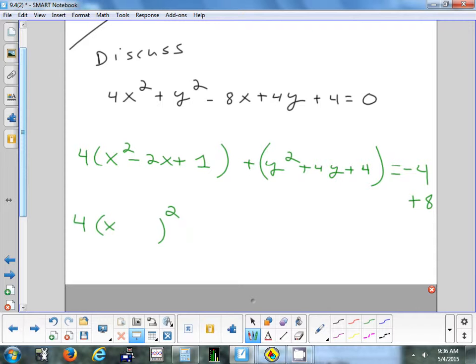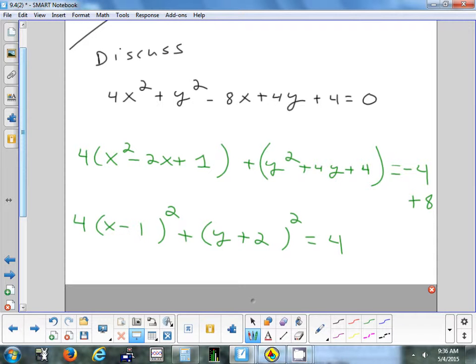Yeah? (x - 1) squared, right? Yeah, (x - 1) squared. Plus, how about Brian? What's y squared plus 4y plus 4? How would that factor? Be y plus 2. So (y + 2) times (y + 2). Okay, then on the other side, negative 4 plus 8 is 4.